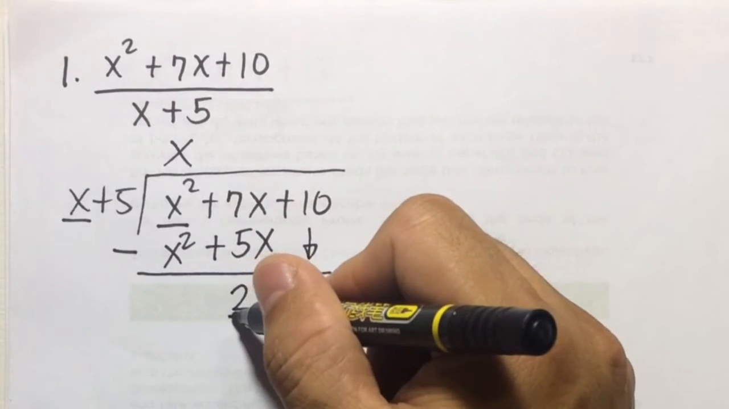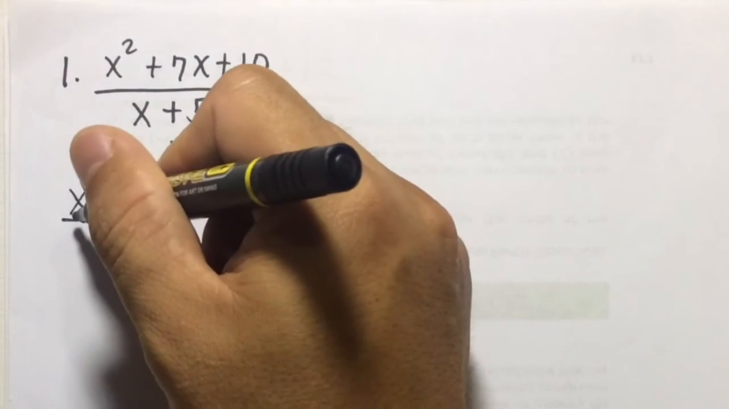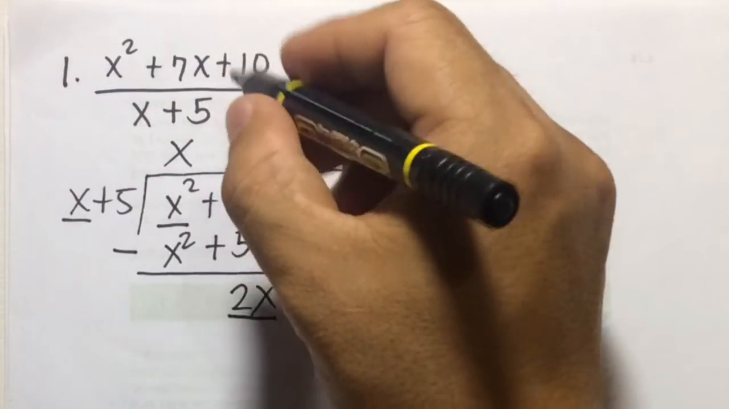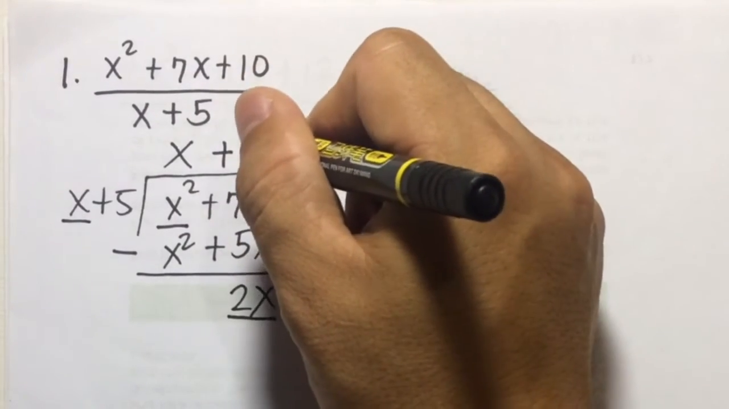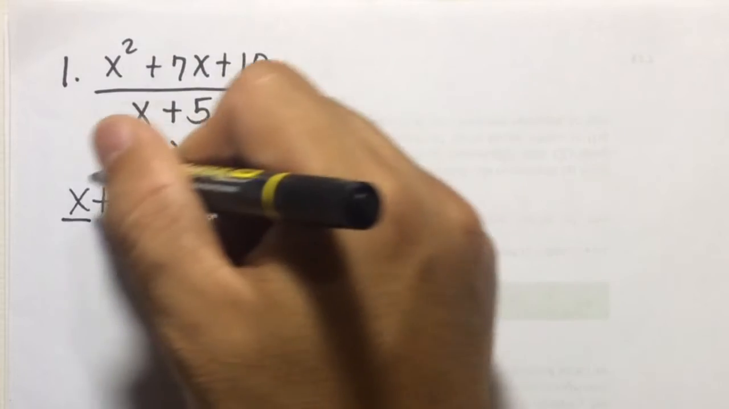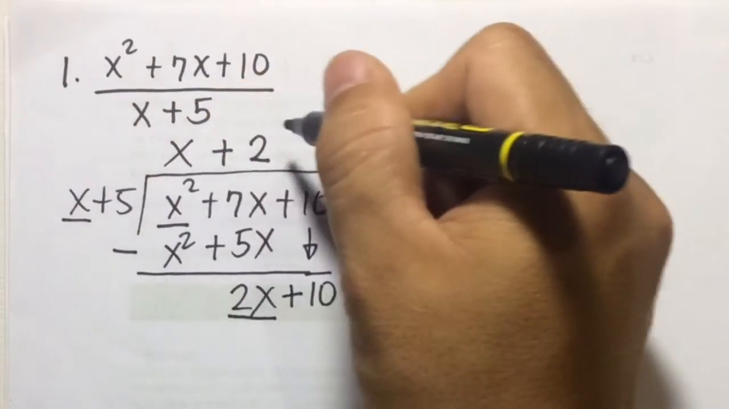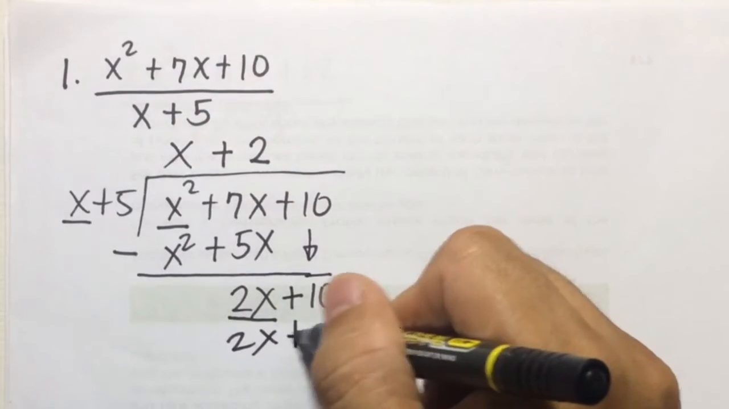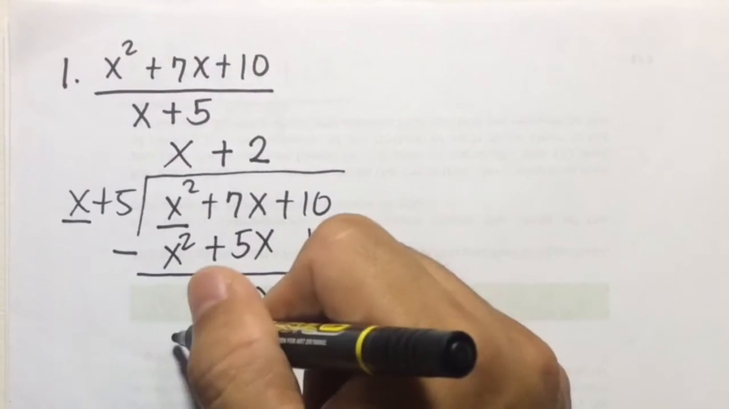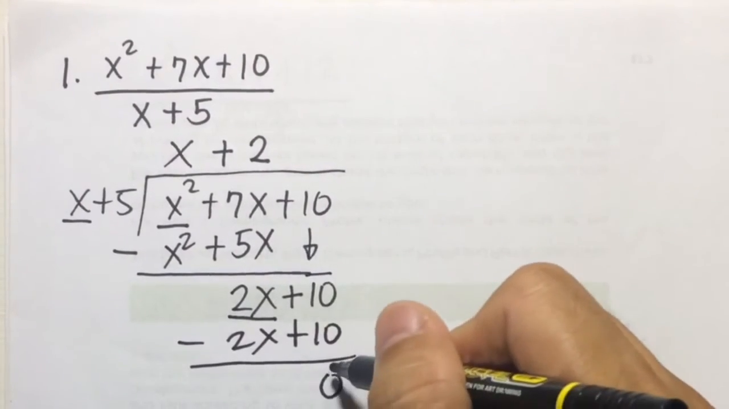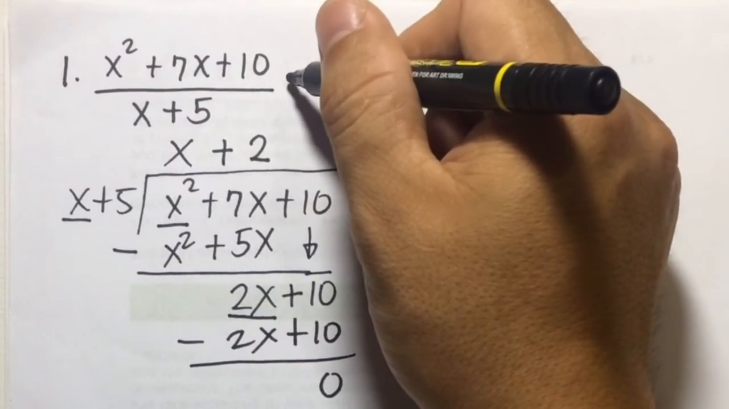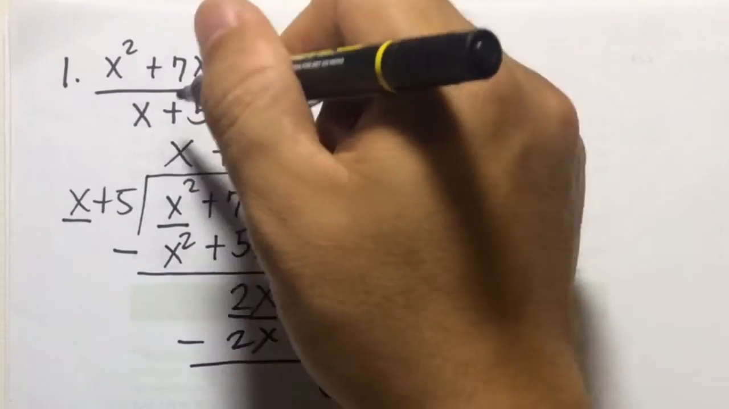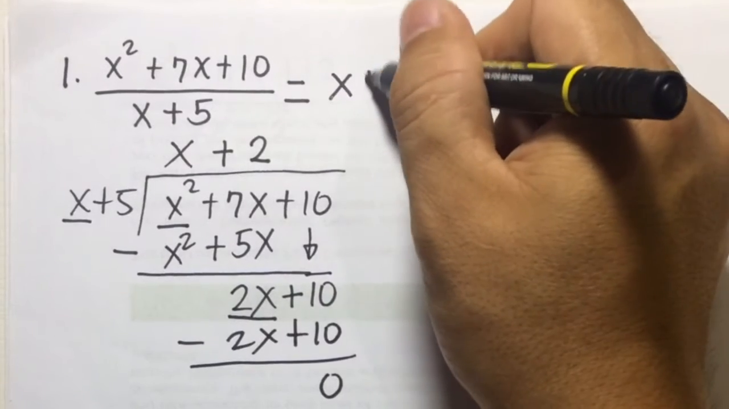We're going to have the first term, divide this one with x. So 2x divided by x, that will be 2. So plus 2 here. We will multiply this one to the binomial. So 2 times x is 2x. Then 2 times 5 is 10. Then subtract, the answer will be 0. So x squared plus 7x plus 10 divided by x plus 5 will be equal to x plus 2.